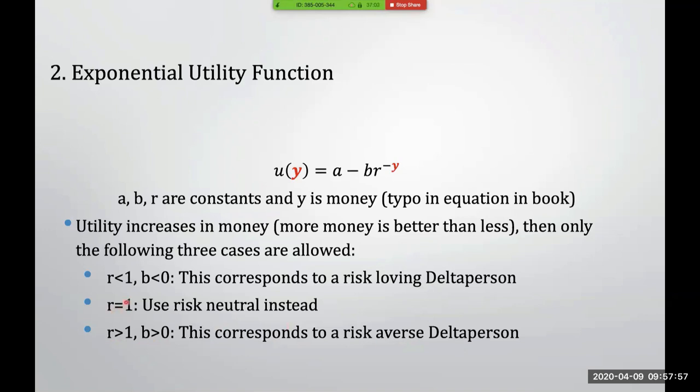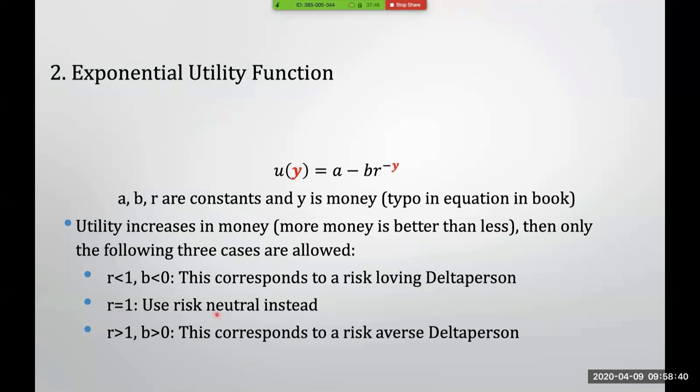You may notice that when r is equal to 1, then the number 1 raised to any power is 1. So in that sense, 1 raised to the power of negative y is equal to 1, and this utility function becomes a minus b. It doesn't make any sense. y is not in here anymore. So we don't allow r to be equal to 1. As a matter of fact, when r is equal to 1, we would use the linear utility function that we looked at instead, because r equal to 1 corresponds to the risk-neutral situation.